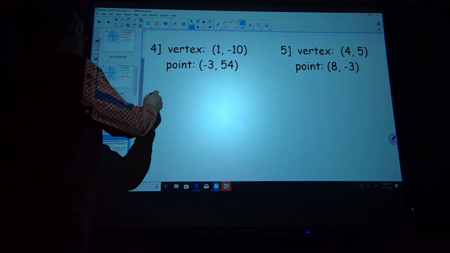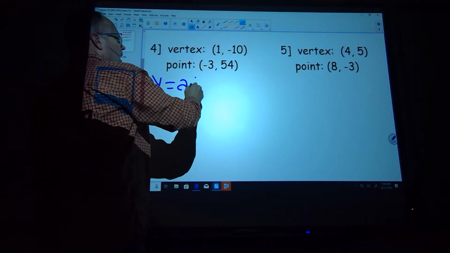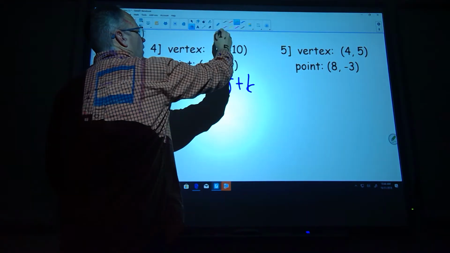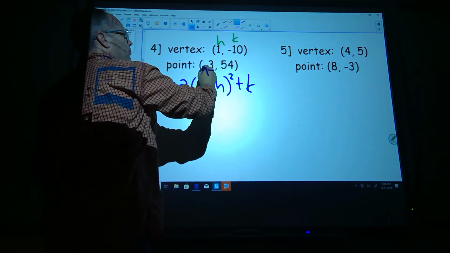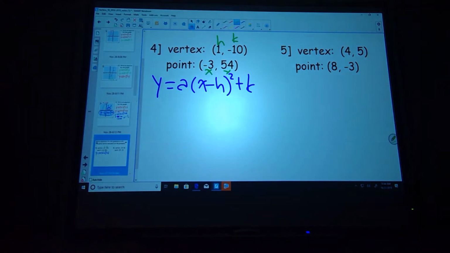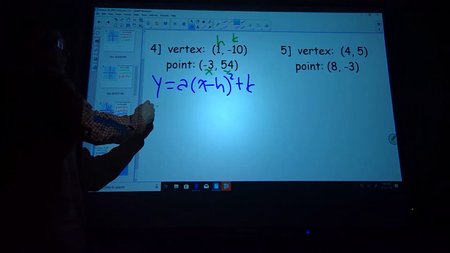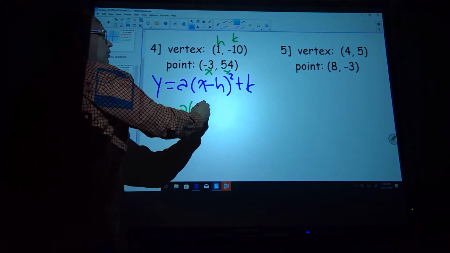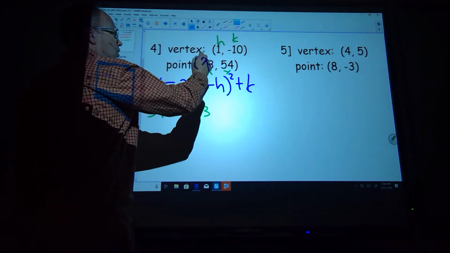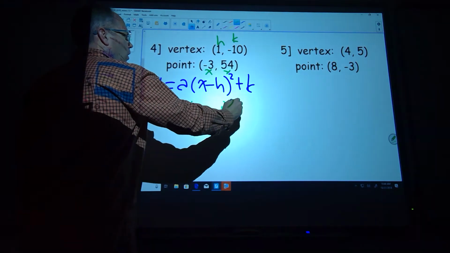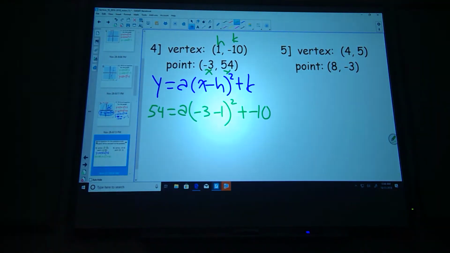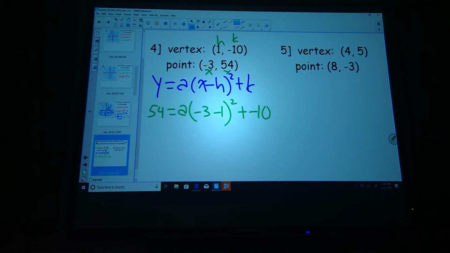So, things I know. I have y = a(x − h)² + k. I know my vertex is h and k. I know this point is x and y. Agree so far? So let's plug in what we know. I got 54 = a(−3 − (−1))² + (−10). Take a look. Did I plug things in appropriately?